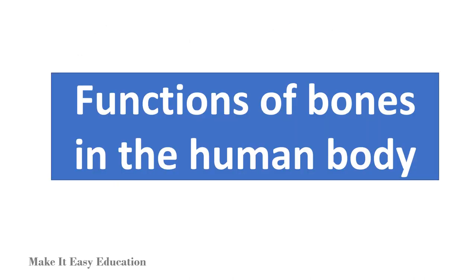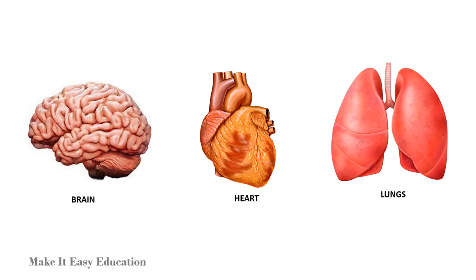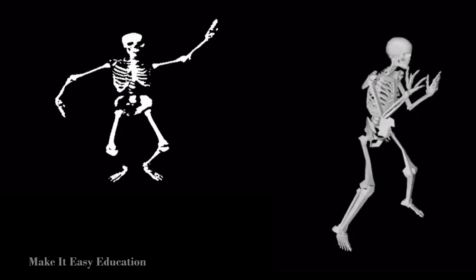Functions of bones in the human body. Bones give shape and support to the body. Bones protect the delicate internal organs such as the brain, heart, lungs. Bones allow the movement of the various parts of the body.